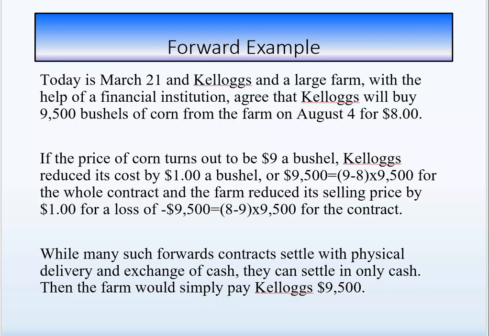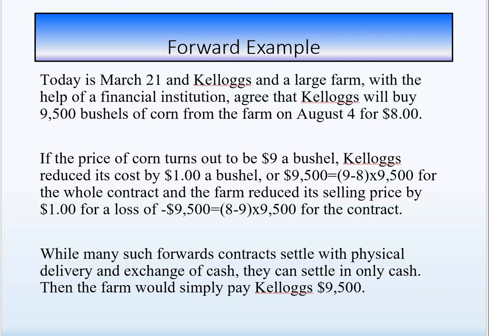Now, an interesting aspect of forward contracts is that while many of the forward contracts settle with physical delivery, an actual delivery, in this case of corn, from one party to another, they often settle in cash only, which means if this was a forward contract that settled only in cash, the farm would simply pay Kellogg's $9,500 for settling that forward contract. So you see, there's a winner and there's a loser associated with forward contracts.